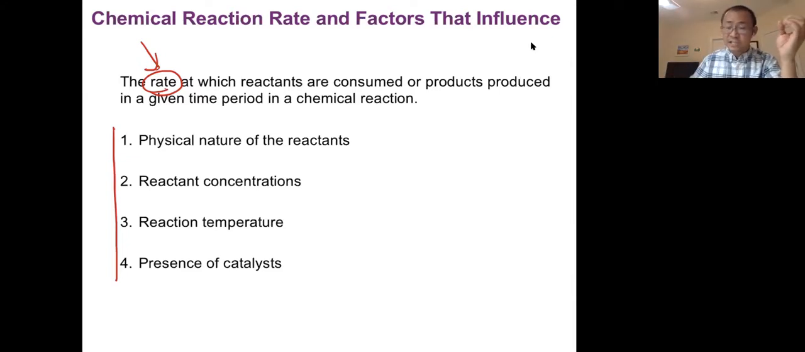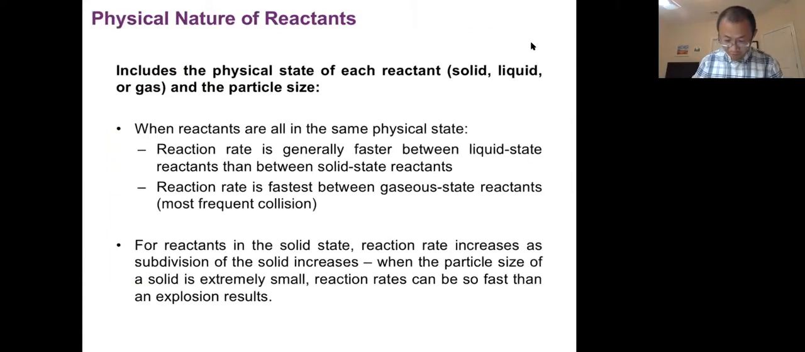What does nature mean? What does concentration mean? How do they affect reaction rate? Again, we're learning these based on the three statements. Hope you can still remember the collision statements. Okay, first let's take a look at physical nature. Physical nature mostly means the physical state of the reactant and the size of the particles.